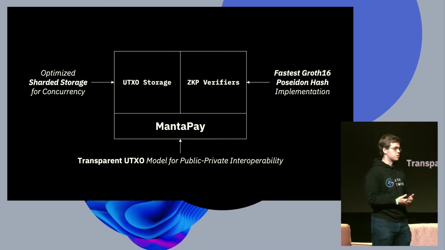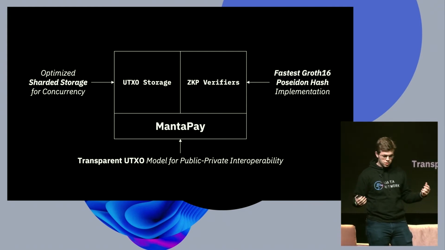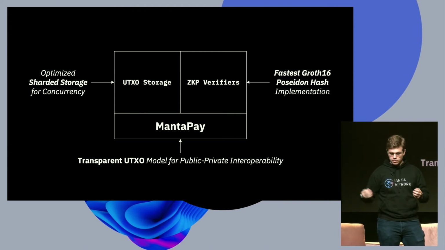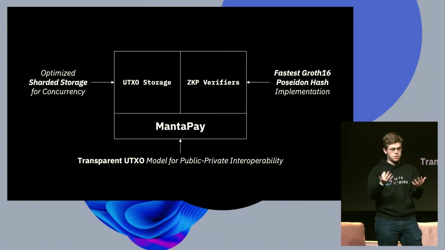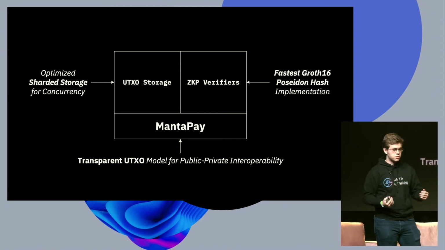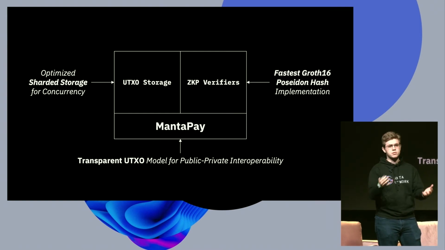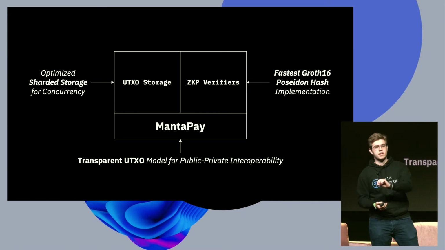And we also have a lot of focus on sharded storage for concurrency, because it's not just the composition between building applications on composition, but also you need to make sure that when people are transacting, their transactions don't block other transactions. One of the things that's really hard to do typically in privacy is to make sure that transactions are not interfering with each other, because if they're private, you shouldn't know that they're there. So we've focused on optimizing a sharded storage design so that people can interact with the blockchain without interfering with each other. And we also have the transparent UTXO model, which is our way of interacting between public and private assets at the same time.